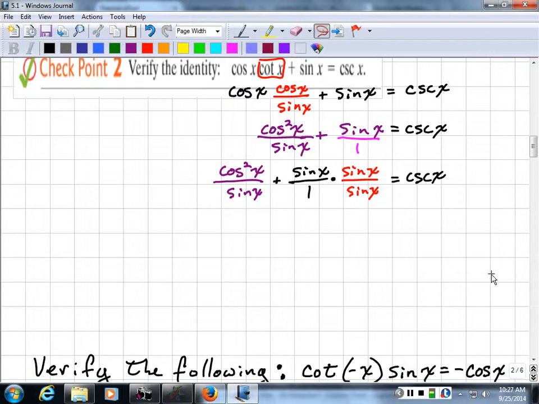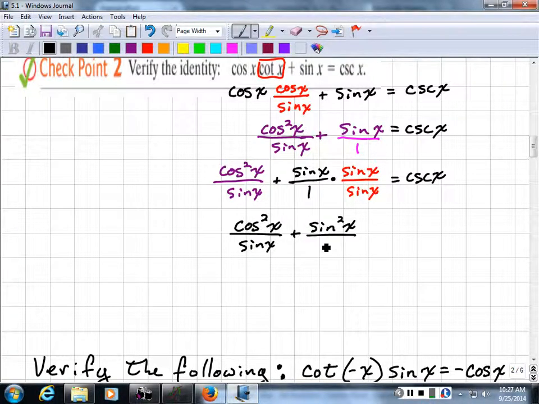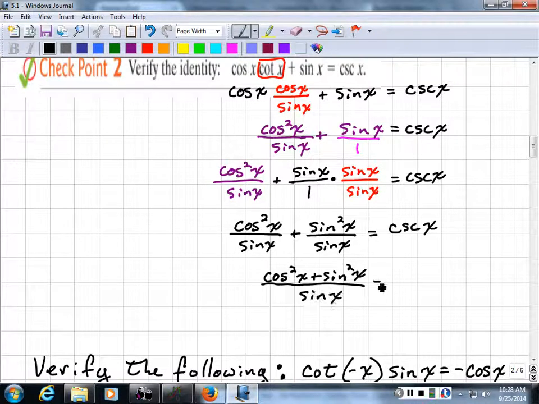I'm almost done. Bear with me. We'll finish it up. So now what do I have? Well, this whole thing is going to be the cosine squared of x over the sine of x plus sine squared of x over sine of x. And that's still hopefully equal to the cosecant of x. But now that I have a common denominator, I can rewrite it as a single fraction. Cosine squared x plus sine squared x all over sine of x. I'm still saying that's equal to the cosecant of x.